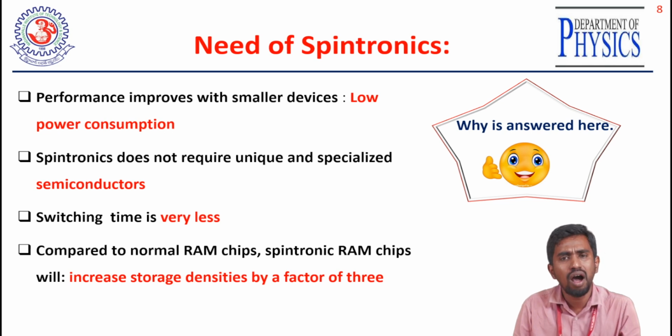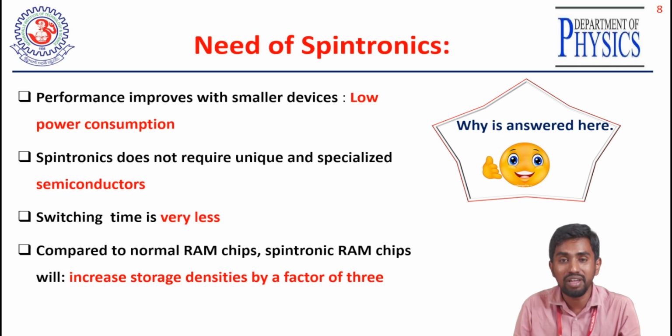And the second thing, spintronics does not require unique specialist semiconductors. That is the advantage. It does not require any semiconductor devices, because semiconductor devices are based on charge only. So this is the fundamental application where spintronics is fully based on the spin part. It does not require any semiconductors, and switching time is very short. Suppose for charge you have to change the voltage, but here you simply switch the electron spin. It's very easy. We can switch the electron spin, and that time is very short.